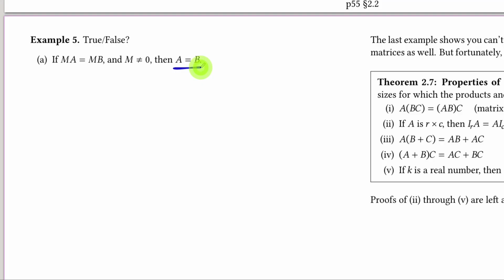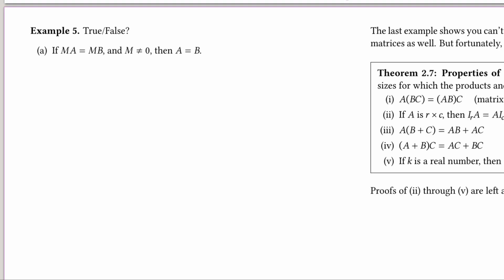Now, this is true with numbers if m and A were numbers, but in this class, capital letters always mean matrices. With numbers, you could divide them out because you can divide by a non-zero. You would get A equals B, but we can't do that here because matrix division is not really a thing. Well, sort of. Sometimes it's a thing. We'll get to that in the next section or two.